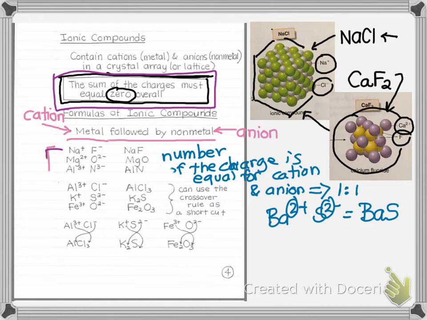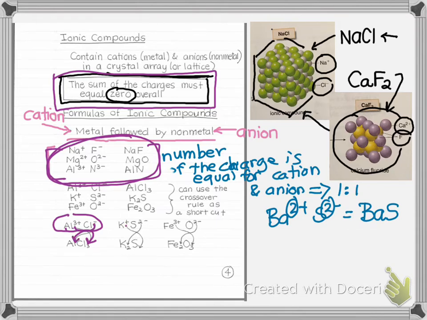Now the crossover doesn't work very well for these up here. You have to really think about it. When it's a 1-to-1 ratio, when they're the same, you're not really going to want to use the crossover. But when you have different charges, this is how you can think of it. You can look at the opposite charges. So look at this first example. Aluminum has a 3, so I look, chlorine needs 3. Chloride has a 1, aluminum needs 1.